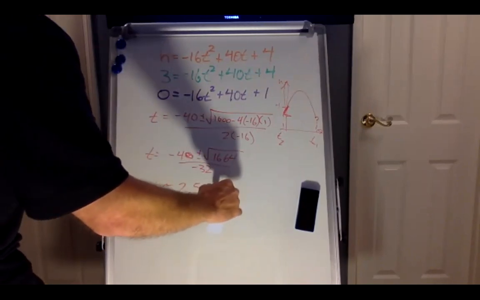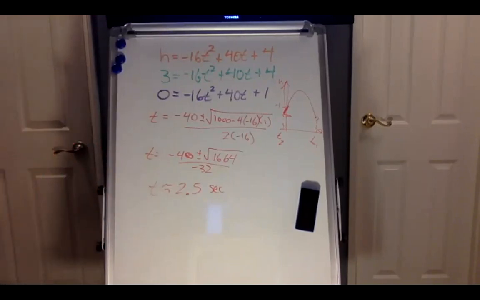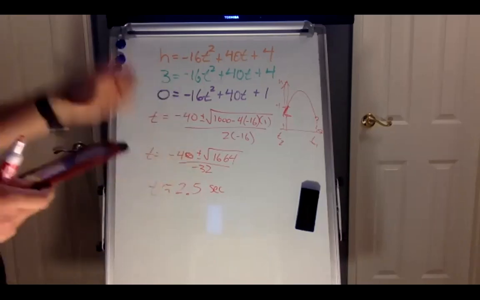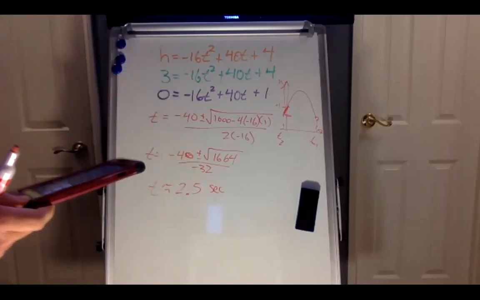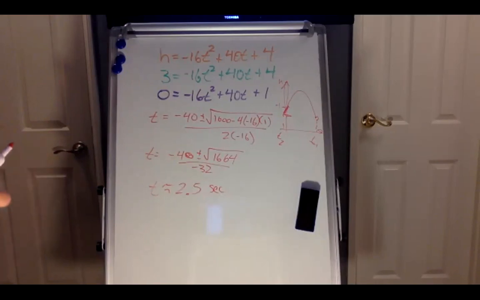Wait, how did you get negative 4 plus or minus root 1664? Negative 40? Negative 4. You scribbled out the 0, didn't you? No, it's negative 40. Okay. I simplified it to negative 5 plus or minus root 26 over negative 4. Did you get 2.5 seconds? No, because when I did root 26 and subtracted 5 and divided by negative 4, I got a negative number.